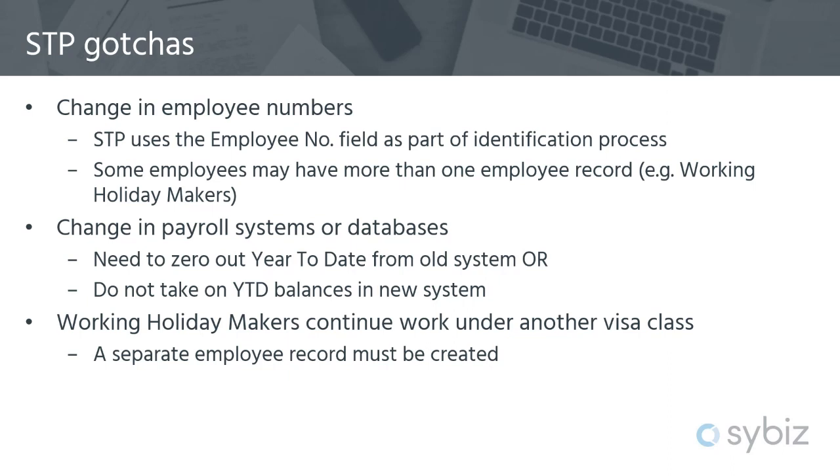If you've changed your payroll system or database, then you may need to zero out the year-to-date data from the old system. The ATO would prefer that you don't take on year-to-date balances in your new system, that you essentially run two systems reporting for a financial year. But in reality, there's year-to-date information that you probably need in your new system for things like the quarterly superannuation thresholds and things of that nature as well.